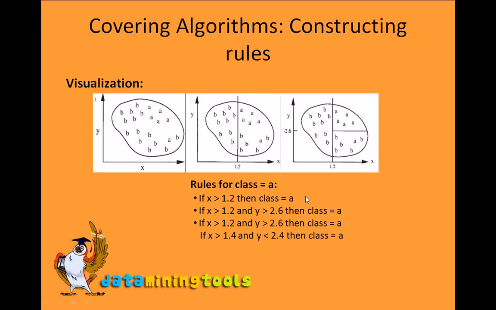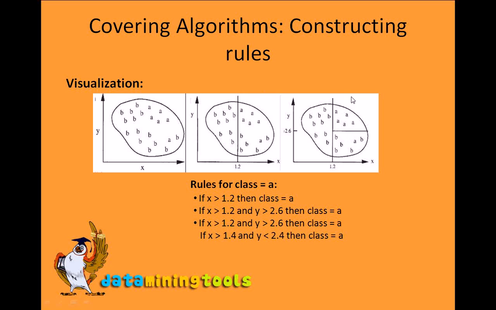basically we are optimizing our rule here. So the first rule which we derive from this division is that for x greater than 1.2, the class equals a. So basically we have taken the majority class here. Now we further improve the accuracy of this rule, and we add the condition and y is greater than 2.6.